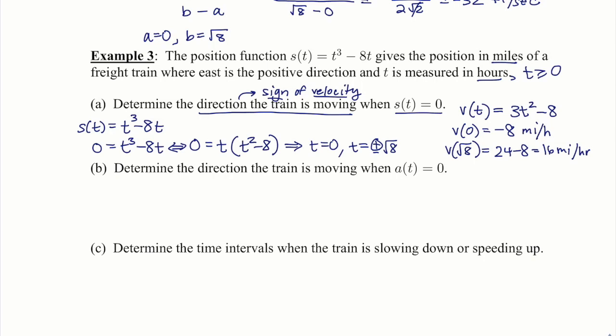So our conclusion would be, it said, let's see, east is the positive direction. So at time 0, the train was moving west because we have a negative velocity. At time square root of 8 hours, the train was moving east.